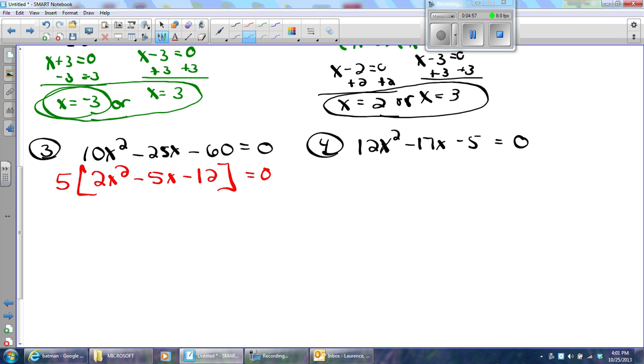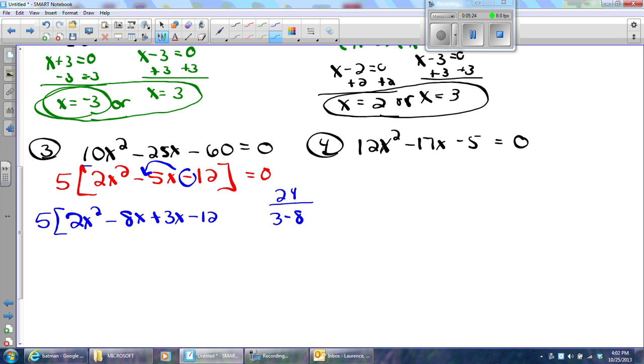I'm going to try to factor that, the 2x squared minus 5x minus 12. That'll be easier. So I've got 2 times negative 12, I got 24. I'm going to need two factors of 24 that subtract to get negative 5. You know what I'm thinking? I'm thinking 3 and 8. That's right. So I got a 5 out front. I got a 2x squared. I'm going to go with a minus 8x plus 3x minus 12.